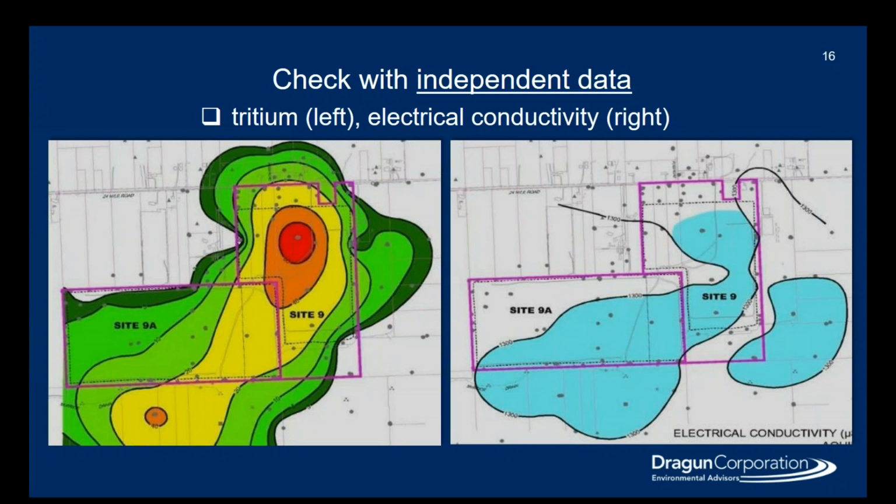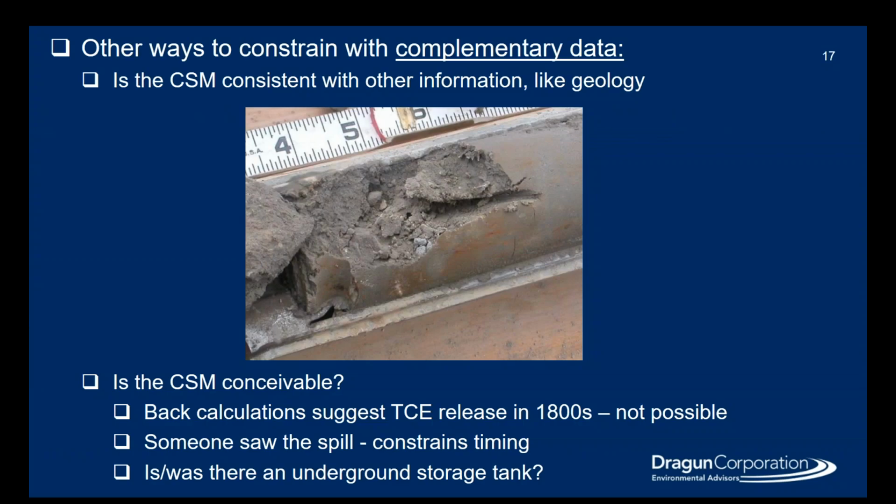And we know kind of what happens with tritium in groundwater with time. So if we can see this map, we can know the age of the groundwater. Or on the right, we see an electrical conductivity map. Electrical conductivity is a fairly easy way to see the influence of groundwater contamination from the landfills. So these two things together could help us to constrain the conceptual site model based on field information.